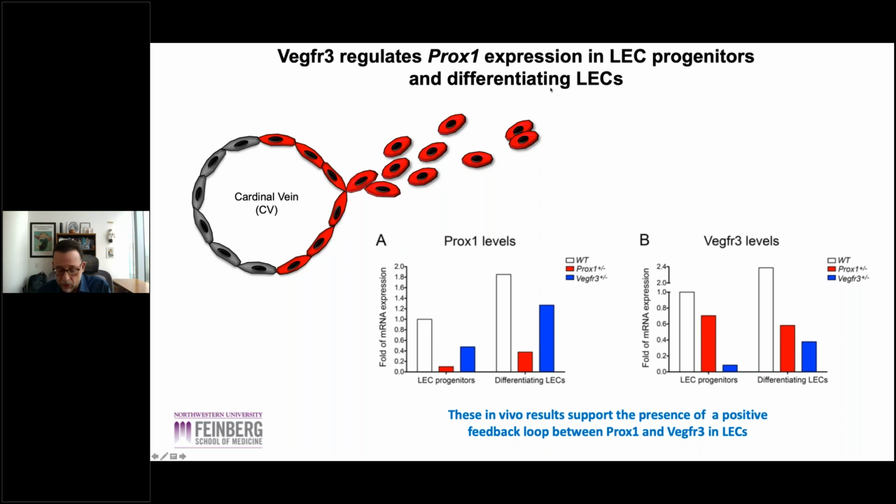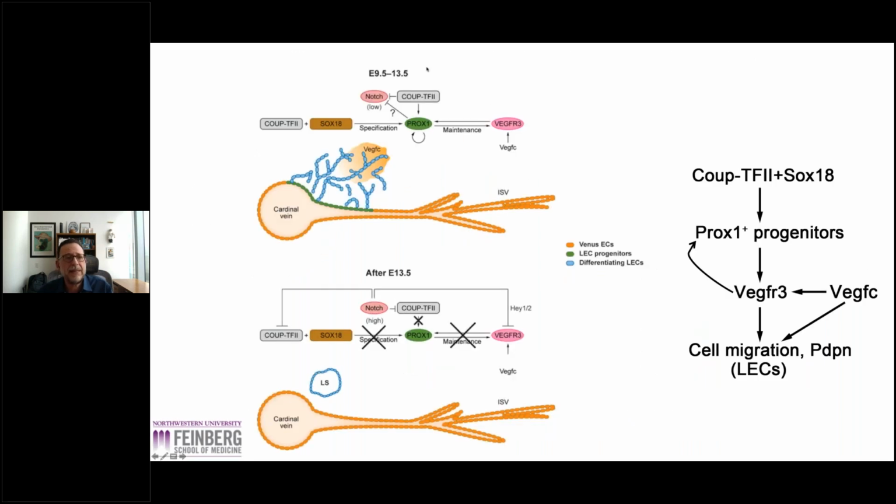So what he proposed at the time is that between 9 and 13.5 in the mouse embryo, there is this active prox-VEGFR3 feedback loop that somehow regulates the formation of progenitors and the budding of progenitors. Somehow, and we didn't know how, after 13.5, this is shut off. We know that there are no more progenitors forming, there is no more budding. What you have is continuous proliferation of the lymphatic endothelial cells that already exited the vein.